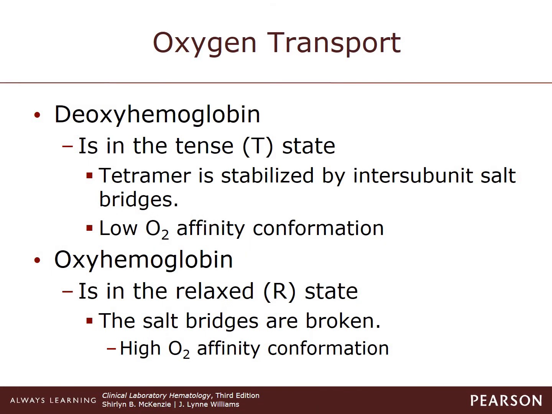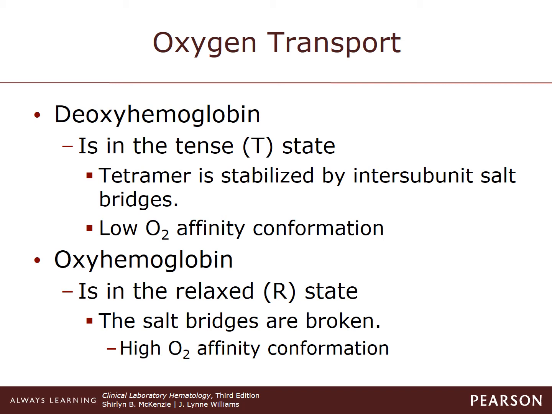The term deoxyhemoglobin is describing when there is low affinity within the molecule for oxygen. That is a tetramer in a stabilized subunit in salt bridges, where it's in the tense state. Oxygen is not able to be picked up. It is released at this stage. When we talk about oxyhemoglobin, this is in the relaxed state. Those salt bridges are broken and the affinity to pick up oxygen is higher, and it's able to conform and hang on to oxygen.